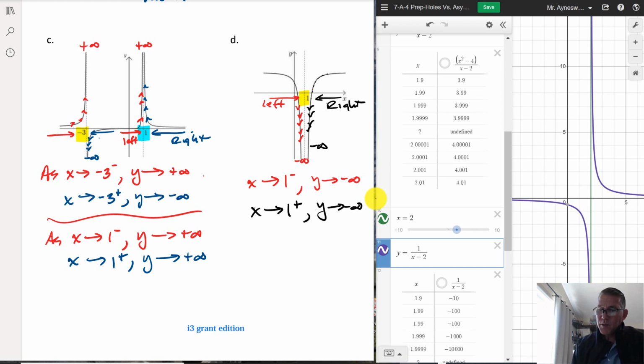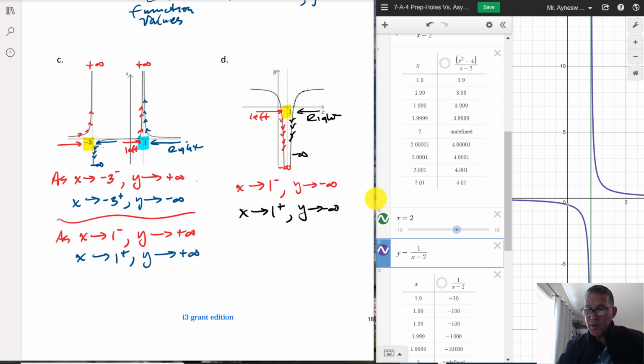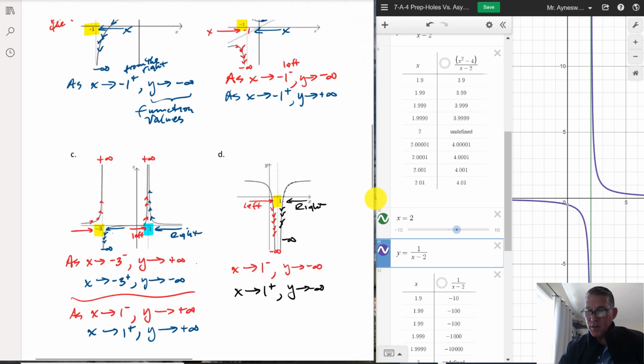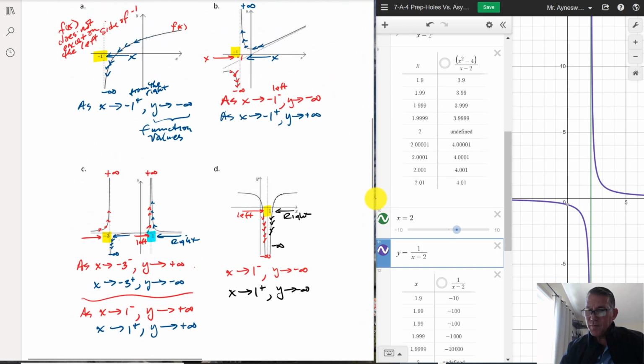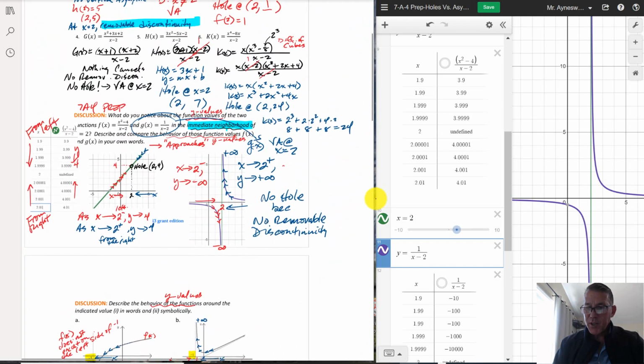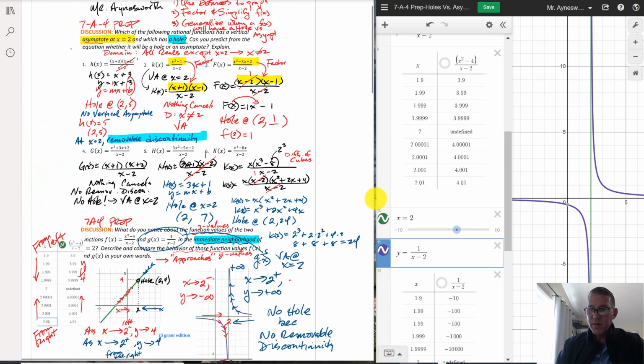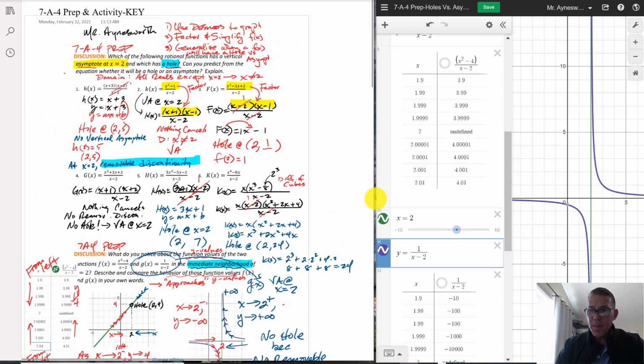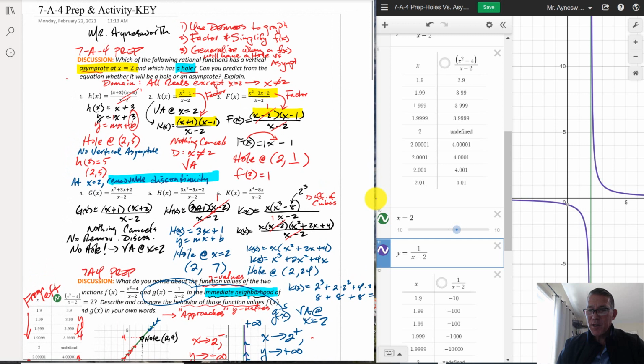So you need to represent what's going on using symbolic notation, using symbols for from the left and from the right. And you have to determine when a function has a hole versus an asymptote. That's what the initial part of this activity was all about. In summary, to determine whether a function has a hole or an asymptote, number one, you can use Desmos. Number two, you can use factoring and simplifying, and you should be able to determine whether it has a hole or an asymptote.